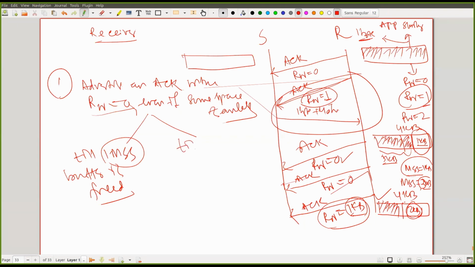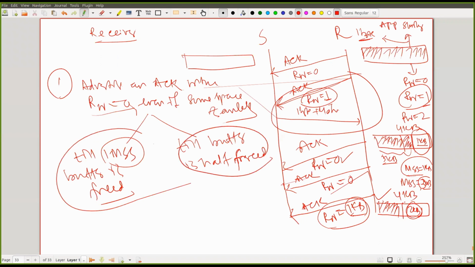What is the condition? Till the buffer is half freed. That means if either of these conditions is encountered, then I have to go and send an ACK on behalf of the read, so that the sender can go and send the data. So what are the two conditions? Once again, I'm repeating: either one MSS value is free in the buffer, or the buffer is half freed. Out of 4 KB, 2 KB is free. In that case also, I should advertise the window size to the other end.